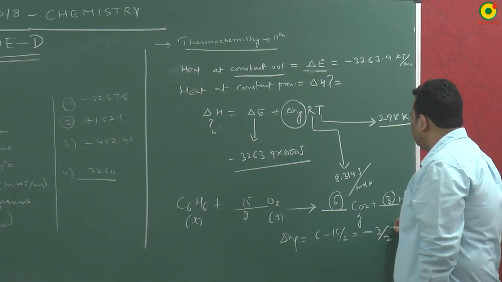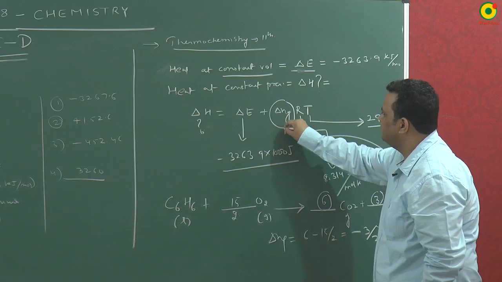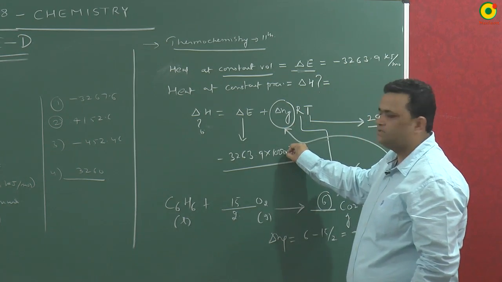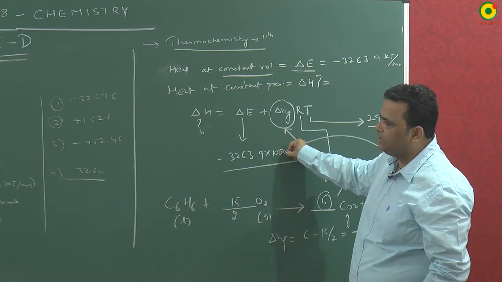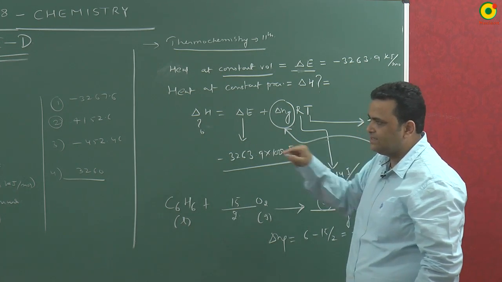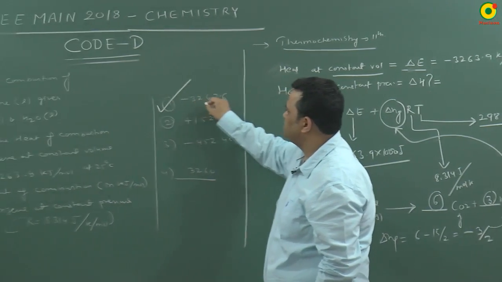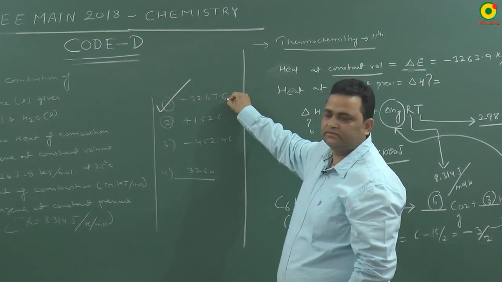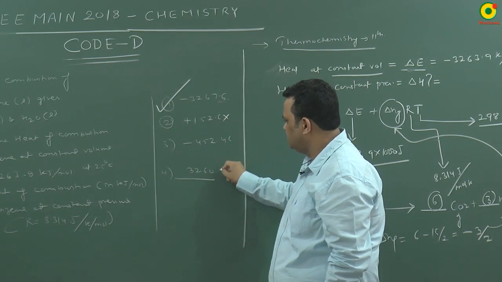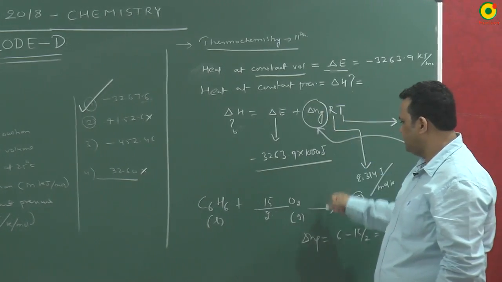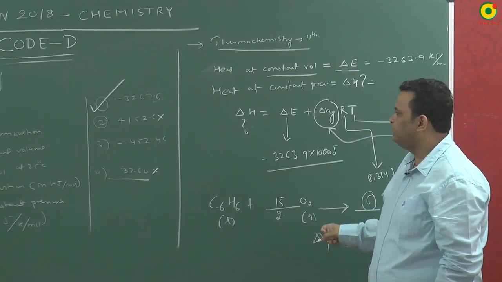This delta Ng value we have to put in this formula, and after solving this we will get the answer in joule, which is again converted into kilojoule because he is asking in kilojoule per mole. The answer will be first minus 327.6. These two answers cannot be, because delta E sign is negative and this sign is also negative, so the value will be larger.